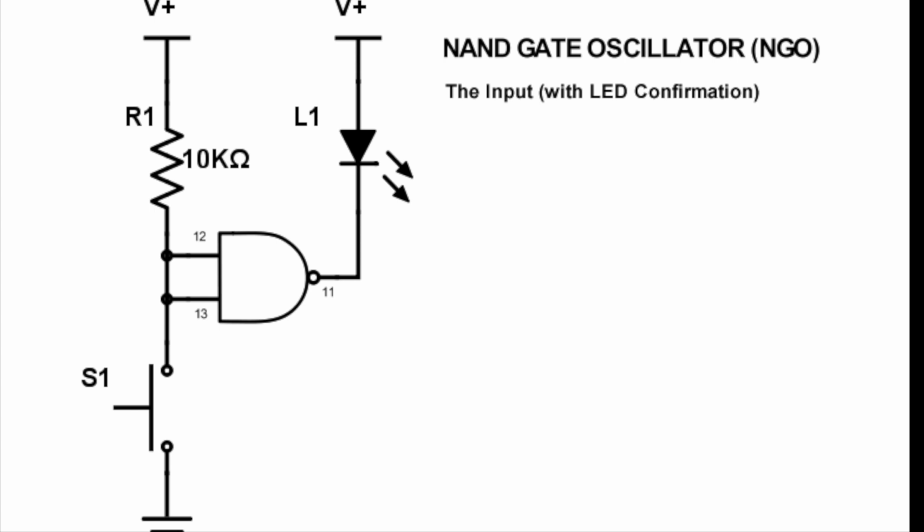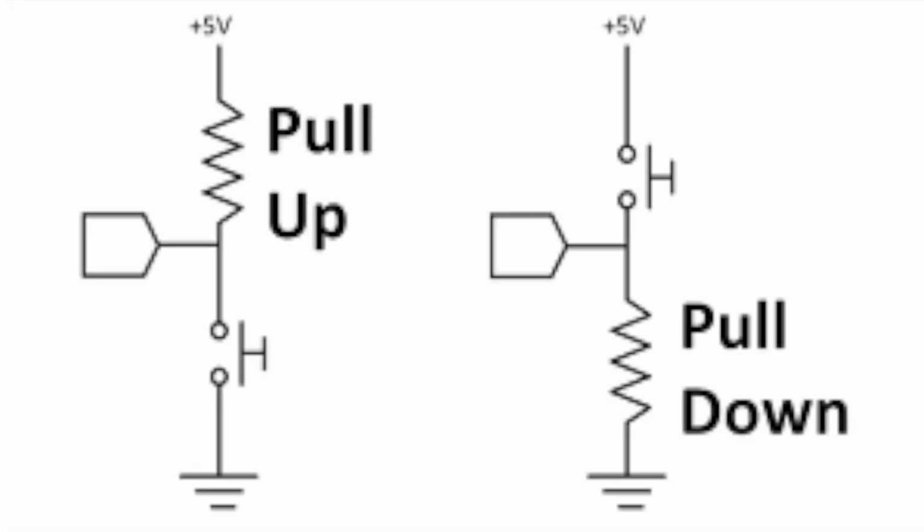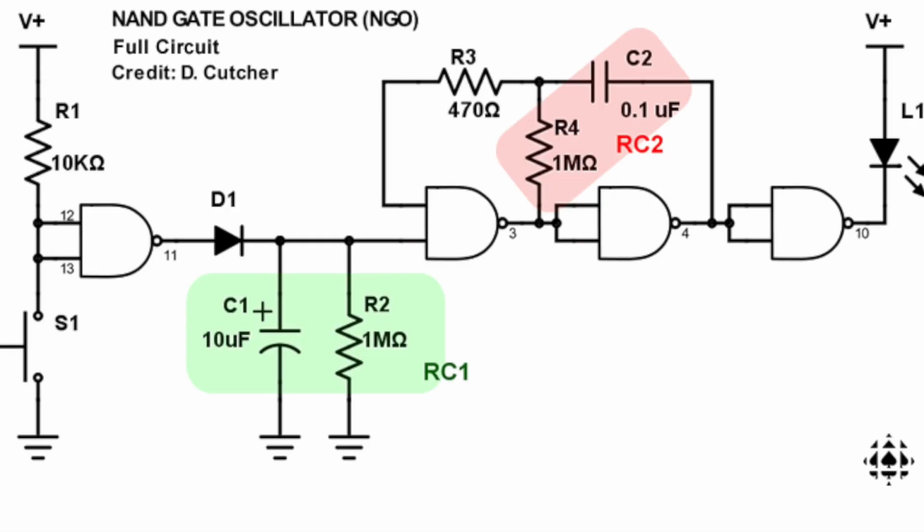This function has two varieties, a pull up and a pull down input. This allows for either a high or low input to start, and when the button is pushed, that output is reversed. The next part of this circuit is the NGO, or the NAND gate oscillator.